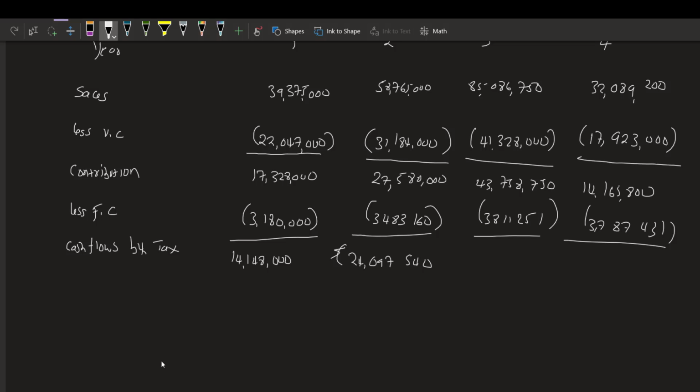And next, we have 43,758,750 minus 38,11,251. This is giving us 39,947,499. And lastly, we have 14,165,800 minus 37,87,431. This is giving us 10,378,369.